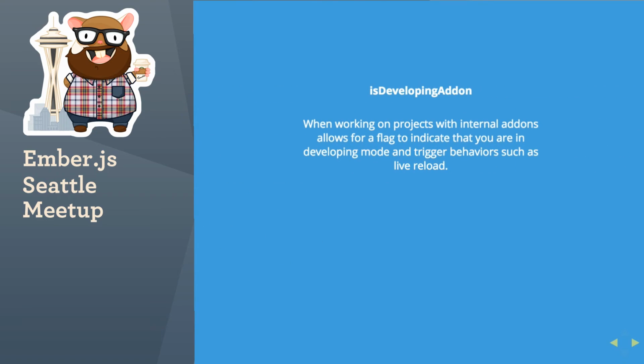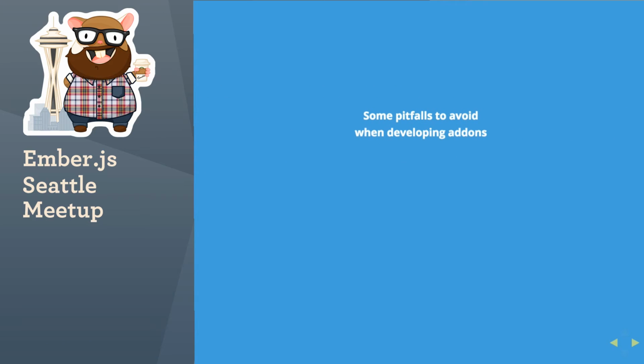Is developing add-on. This is just a little place where you put a hook that says is developing true, and it behaves as if you're working on an Ember-Cli project. So every time you make a change, it'll reload and behave like you're working on it, like you normally develop an Ember-Cli project.